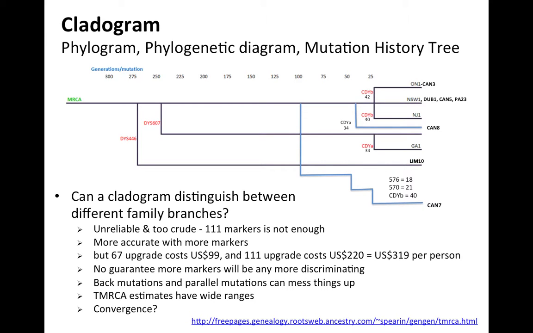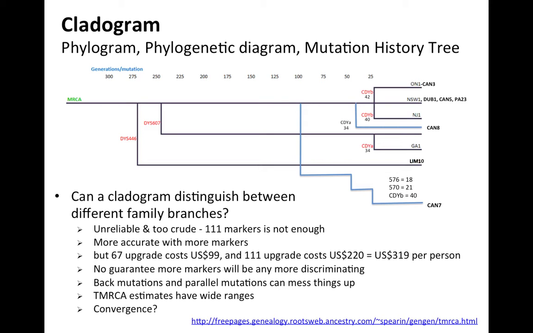But to upgrade from 37 markers to a 67 marker test costs $99, and to upgrade to a 111 marker test costs $220, so it would be $319 US per person, and that is not something that I would like to recommend to all the members in genetic family 1. It would be much nicer to wait until the price comes down considerably before making such a recommendation.